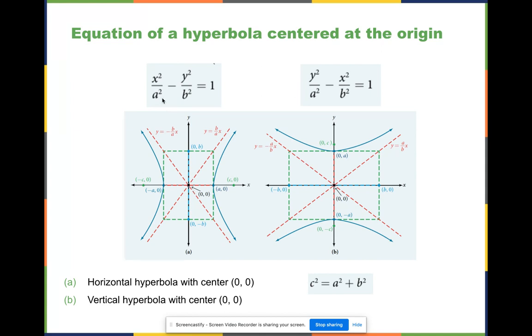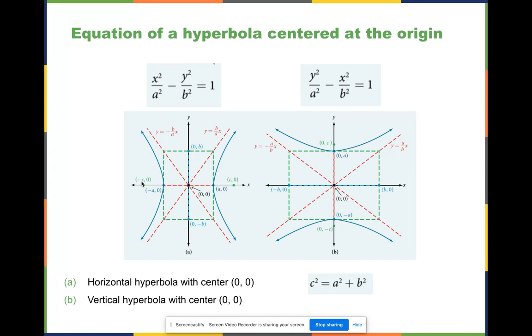So we have a and b. A is the distance from the origin to the vertex, right? Here, it's the distance from the origin to the vertex. B, we call this a covertex. It's just a little point that we draw that kind of marks out the edges of this green box that we're going to use for graphing. Okay? So here's the covertex.